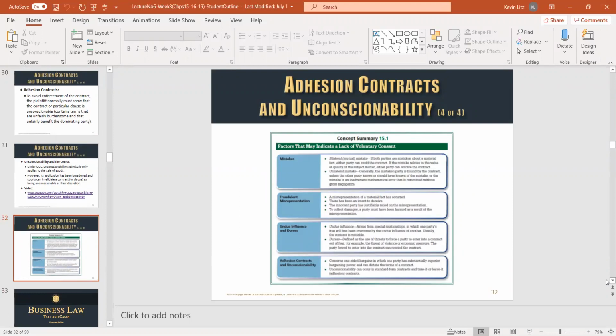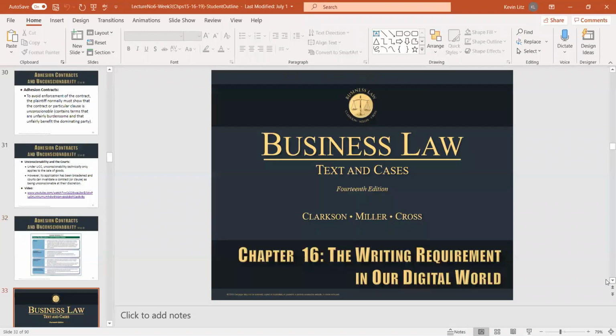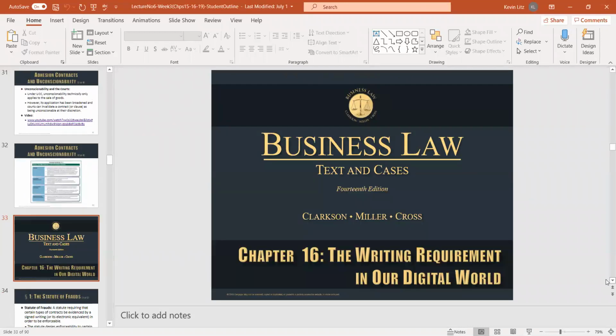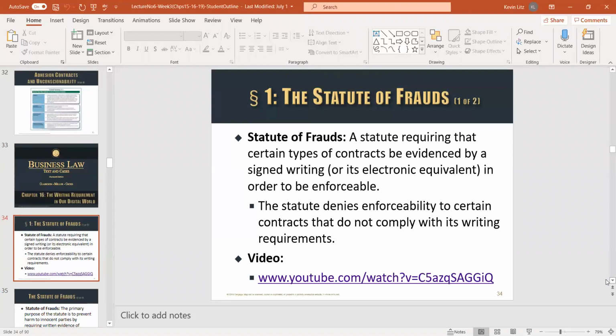32 does a fairly good job of summarizing and putting in a graph, if you will, for you, instances in which there's not really voluntary consent, which I think is another way of saying I really didn't accept the contract because of these various factors that existed. Okay, chapter 16, you know, must contracts be in writing?